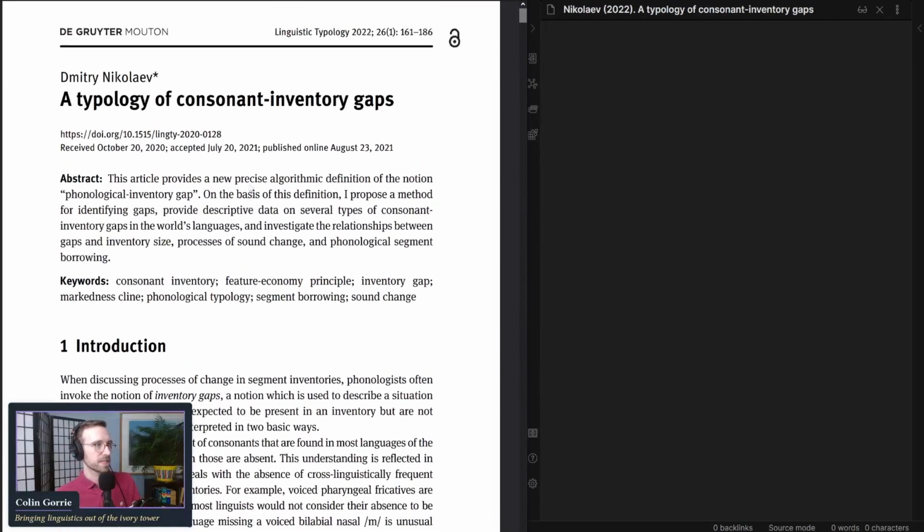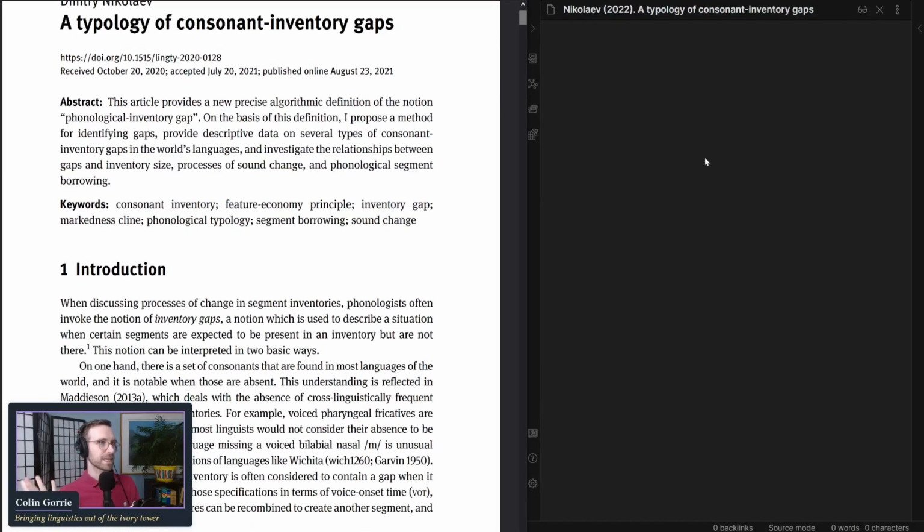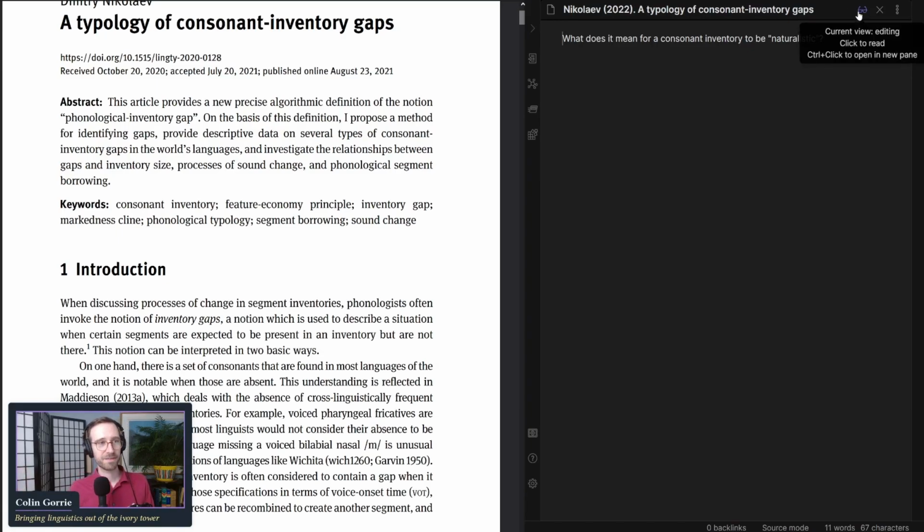Now we're confronted with this paper, and we have to come in with our question of interest. So we want to know, what does it mean? I'm going to come up with a thing that we might be interested in coming to this paper. So what does it mean for a consonant inventory to be naturalistic? This is a kind of question that a conlanger might ask. And I know a lot of us in the chat today fit that description. So I think that's a good one for us to go with.